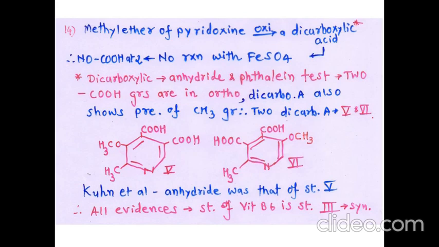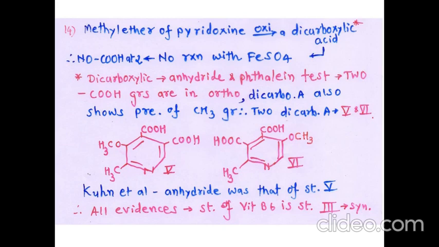So dicarboxylic acid with presence of methyl group at position 2 and with the monomethyl ether derivative structure are 5 and 6. Now this dicarboxylic acid structure 5 and 6, Kuhn et al., name of the scientist, have studied anhydride, right? And they found that it was the anhydride of structure number 5 and not structure number 6. Therefore 2 CH2OH must be at the position number 4 and 5, right, with methyl group at position number 2, right, and position number 3 it is monomethyl ether derivative.